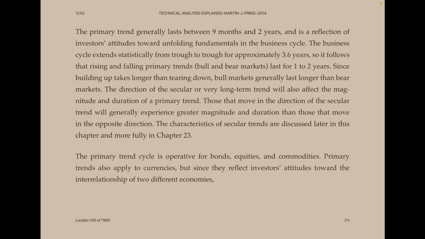The business cycle extends statistically from trough to trough for approximately 3.6 years. So it follows that rising and falling primary trends, bull and bear markets, last for 1 to 2 years. Since building up takes longer than the tearing down, bull markets generally last longer than bear markets. The direction of the secular or very long term trend will also affect the magnitude and duration of the primary trend.